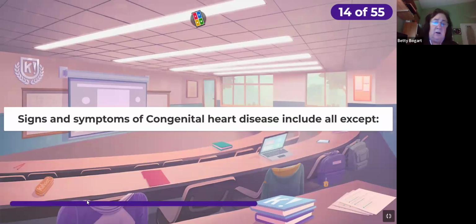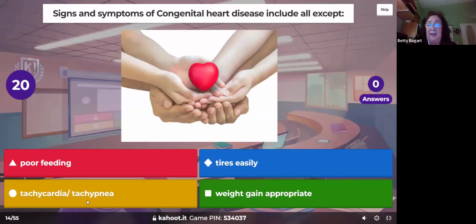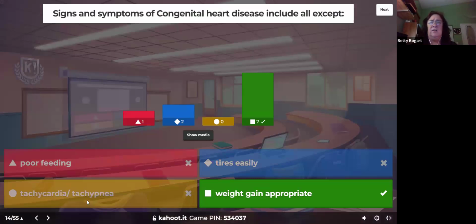Signs and symptoms of congenital heart disease include all except. If their hearts weren't done correctly, what wouldn't you see? These kids are working so hard to suck, swallow, and breathe that they're not gaining weight at all. So how do you treat heart failure in children, and actually those infants?